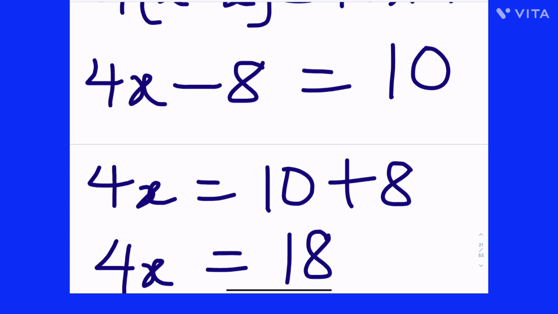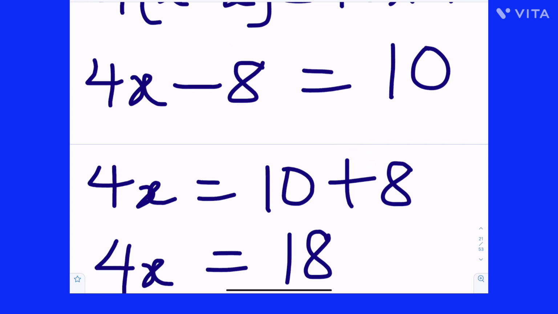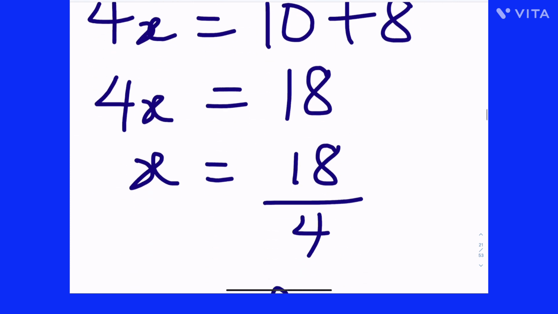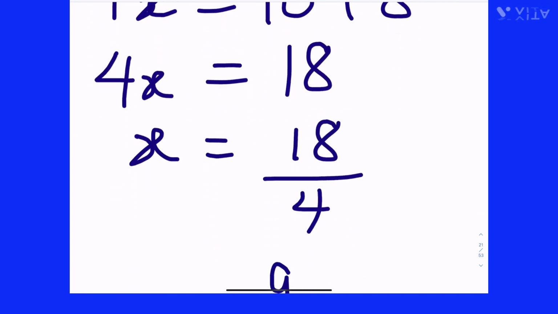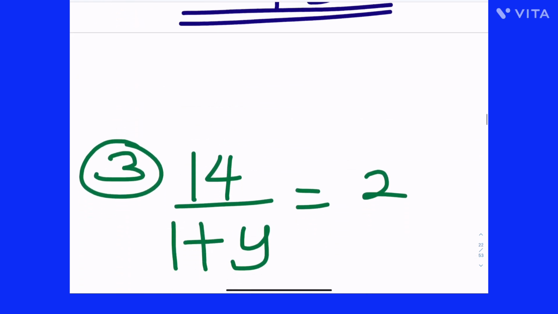4x is equal to 10 plus 8. I'm going to collect like terms here. Take minus 8 to the right hand side. Across the equality sign, it will become plus 8. So I'm putting my constants together. 4x is equal to 10 plus 8. 4x is 18. x is 18 over 4, 9 over 2. x is 4.5.